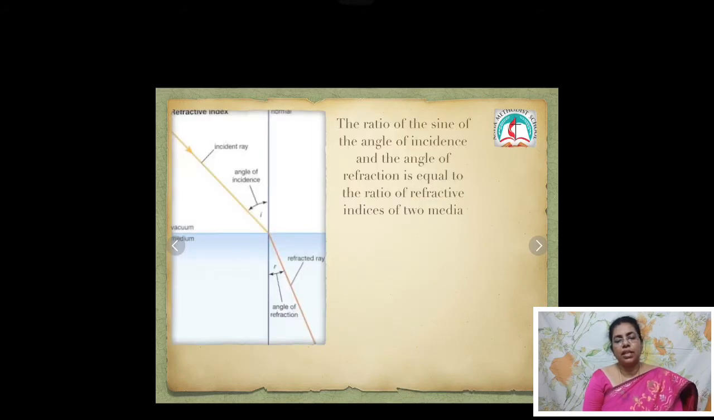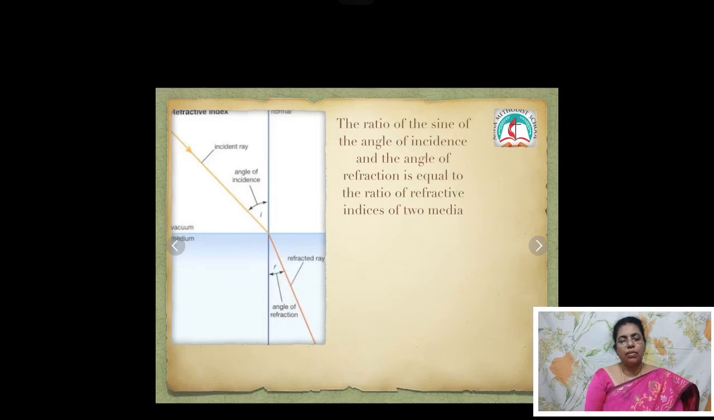Now let's see the second law, which is called Snell's law. So in the same way, when light travels from one medium to another medium, the light gets refracted. So the angle between the incident ray and the normal is called the angle of incidence. And the angle between the refracted ray and the normal is called the angle of refraction.